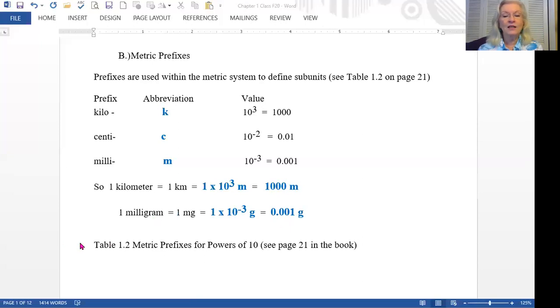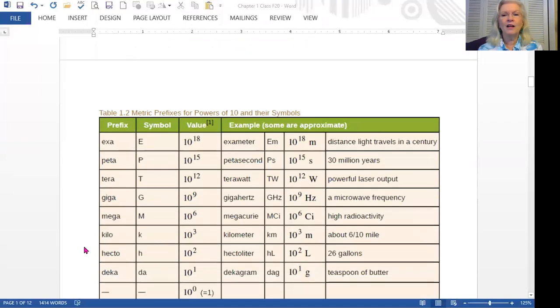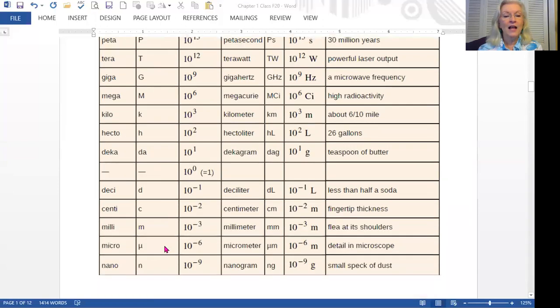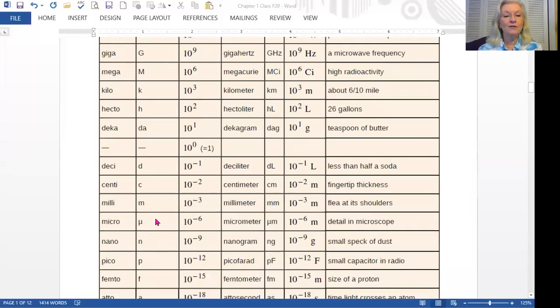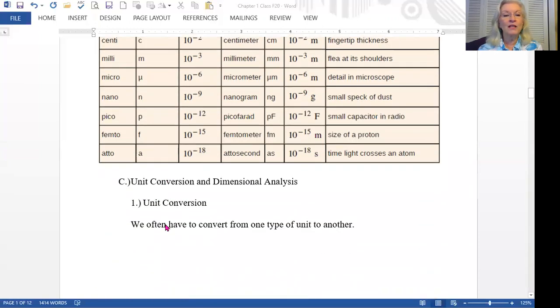All right, let's look at the table. This is from your book. Remember, we've got a nice online version of the book that's free. So you have the prefix and its symbol and its value and some examples. Notice some of the symbols are capital letters, some of the symbols are lowercase letters, and there are even some symbols, like for micro, that are Greek letters. So as we go along, we'll introduce the ones we need to know.